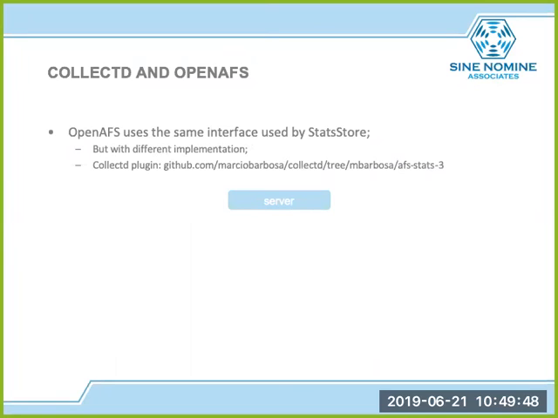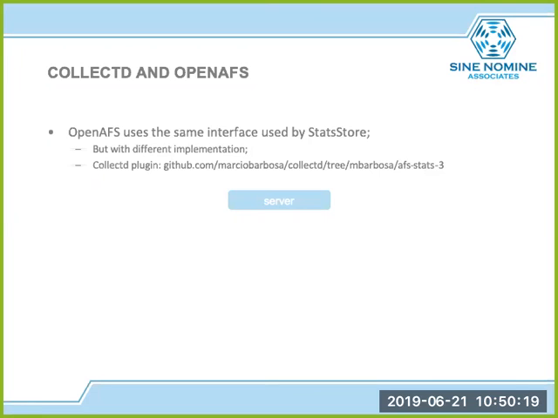And in OpenAFS, we have both implementations. We have the implementation for StatsStore, and we have the implementation for collectd. And we use the same interface to initialize the stats module. So if we have StatsStore, we use StatsStore. If we have collectd, we use collectd. And the plugin for collectd can be found on my GitHub, at that link.